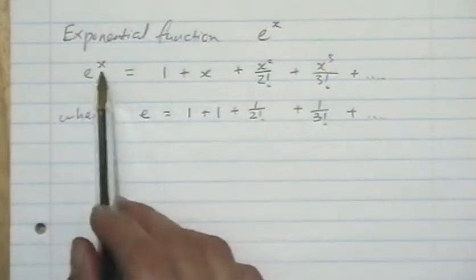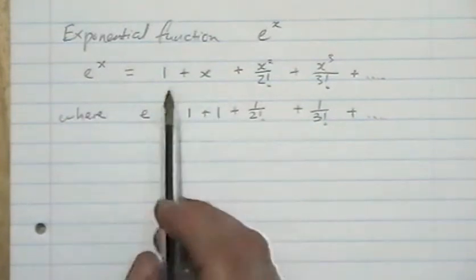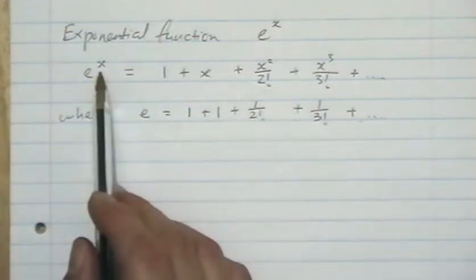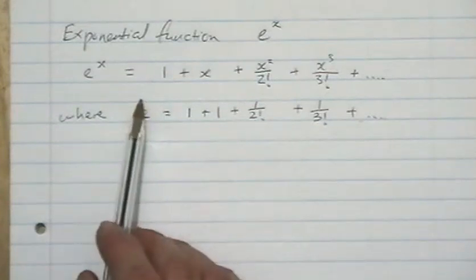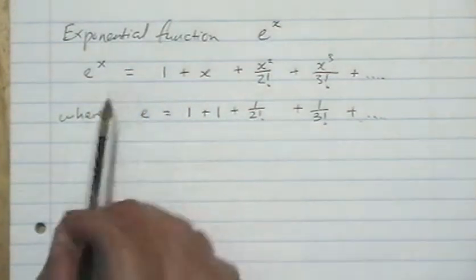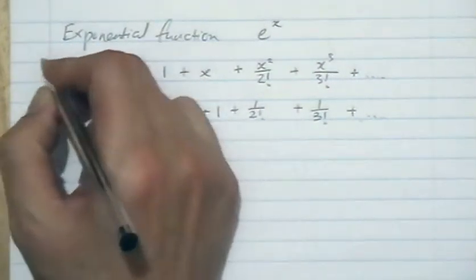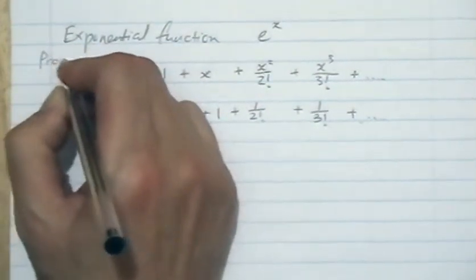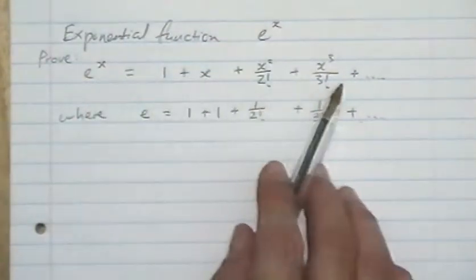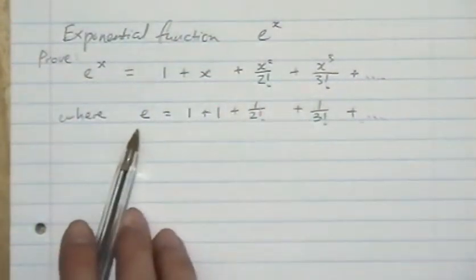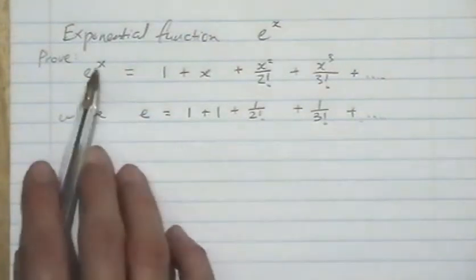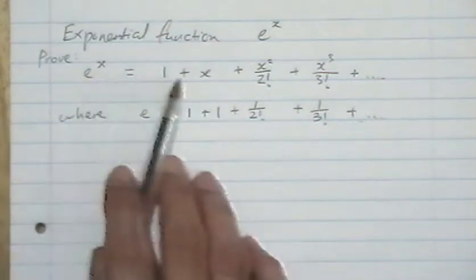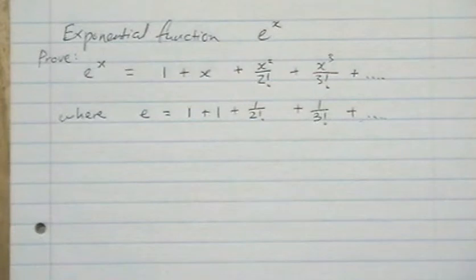Now you can see here that you can get this simply by setting x equals to 1. But of course that's not the proof. We want to prove this. Okay, so that means that given that e is equal to this series, I want to show that e to the power of x is equal to the series here.